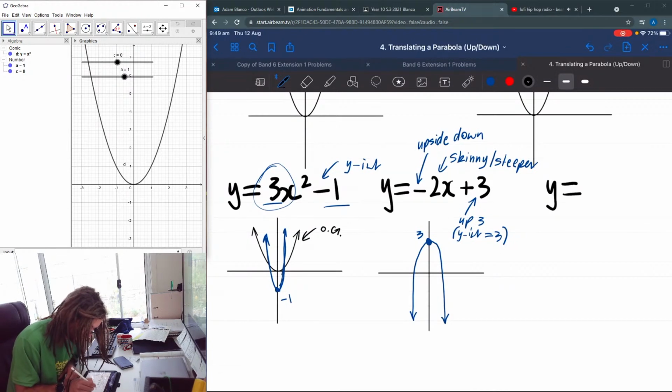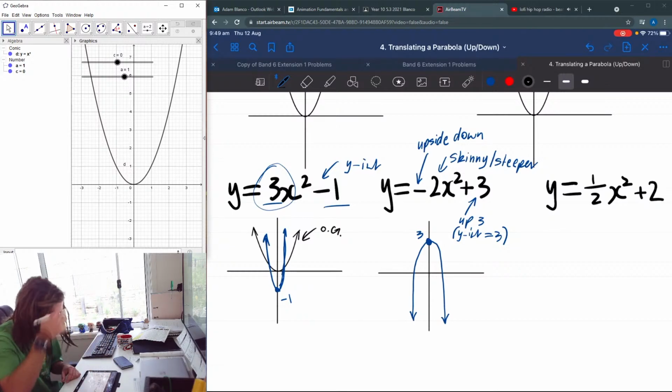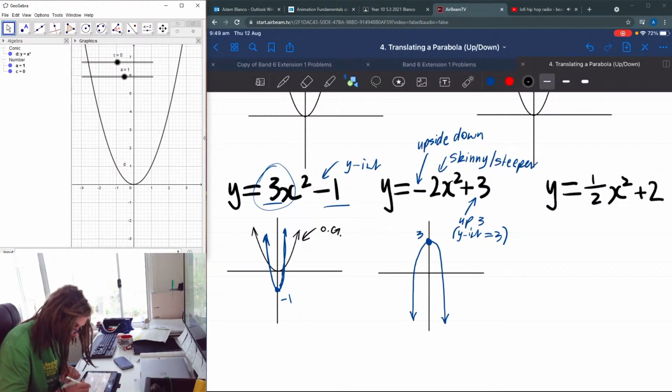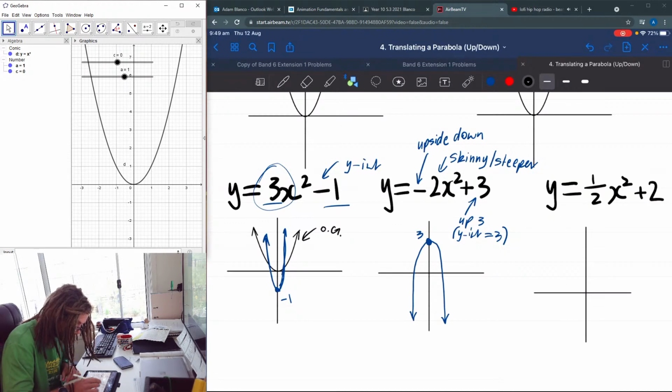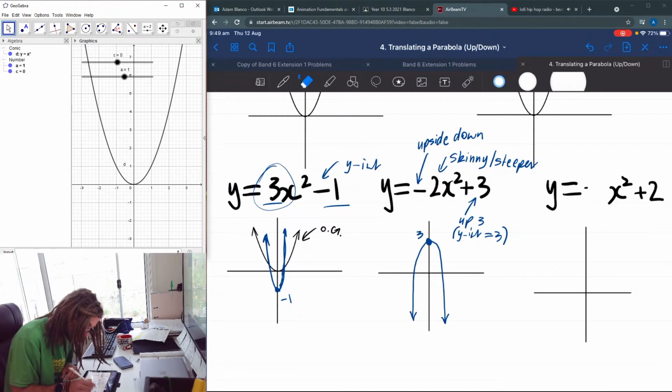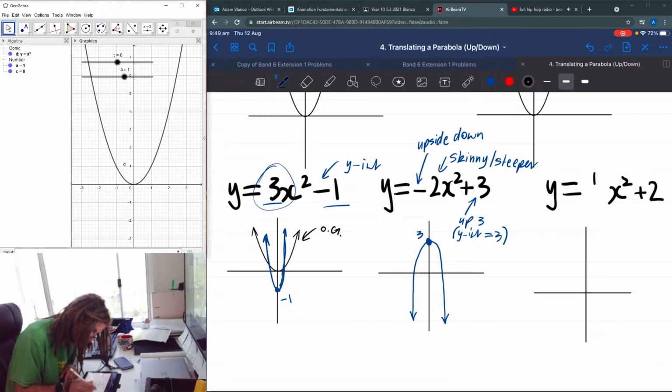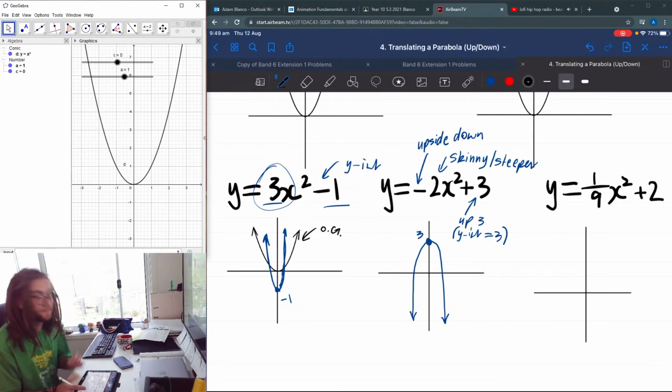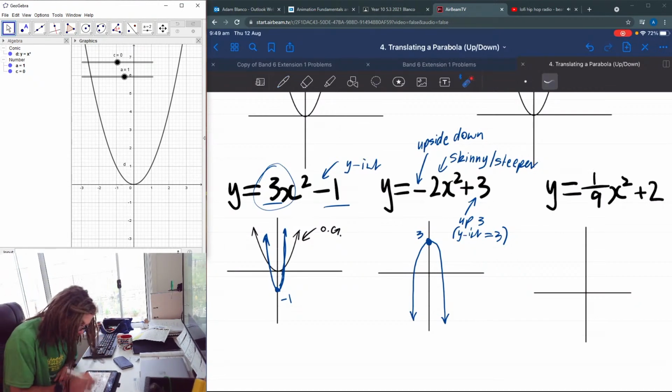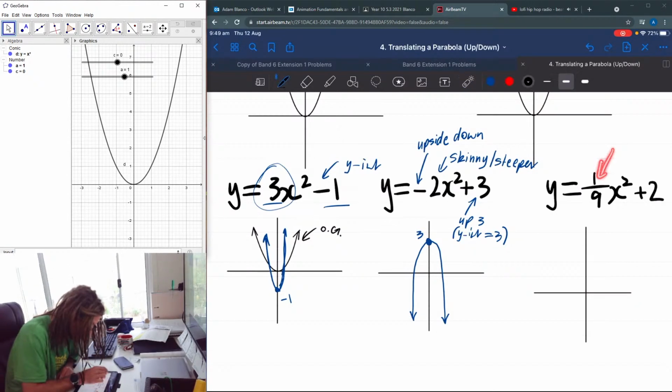Y equals, let's go a half. Oh, I haven't put a squared there. A half x squared plus 2, something like that. Okay. So we'll go like this. Now, actually, let's not make this 1 on 2. Let's make this 1 on 9. So 1 on 9. Okay. Now, this tells me, let's actually write it.